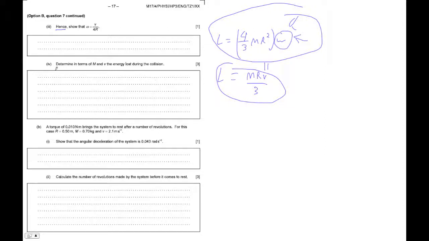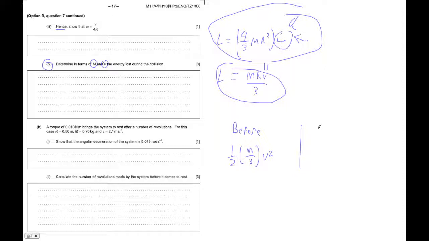Part 4 says determine the energy lost during the collision. So before the collision, we had more energy, because it's probably an inelastic collision when it gets caught by that thing. So before we had 1/2 that mass, which is m over 3, times the velocity squared, in terms of m and v, squared. So there's our energy before.